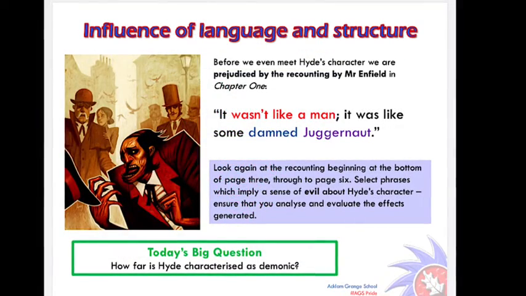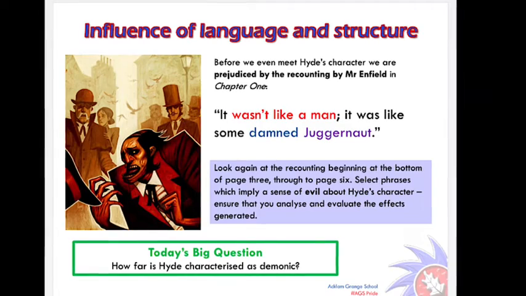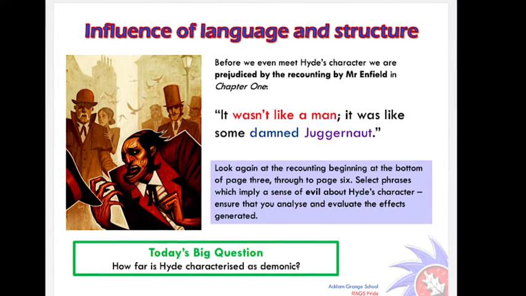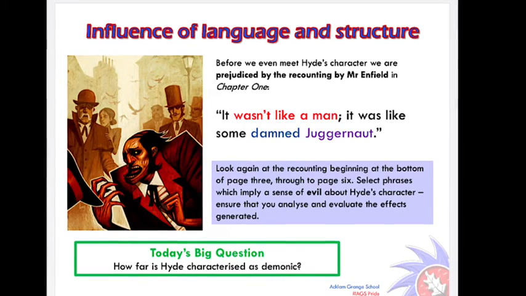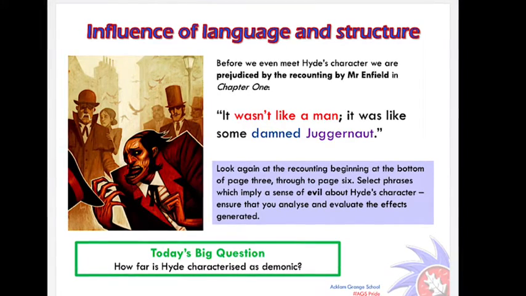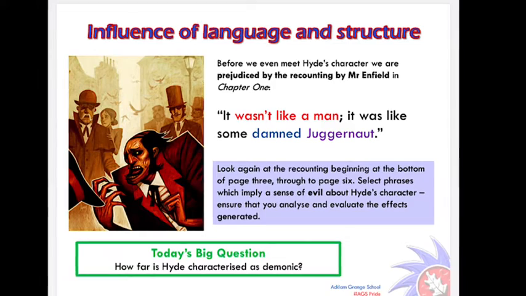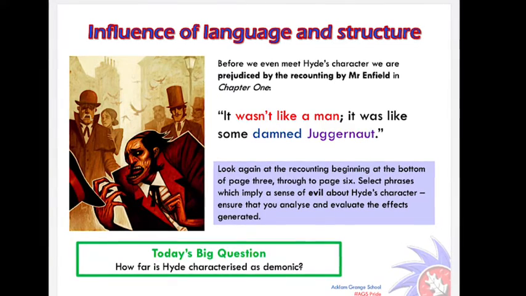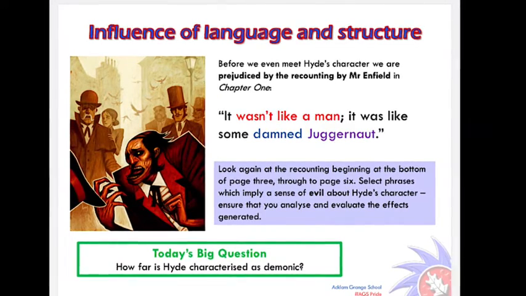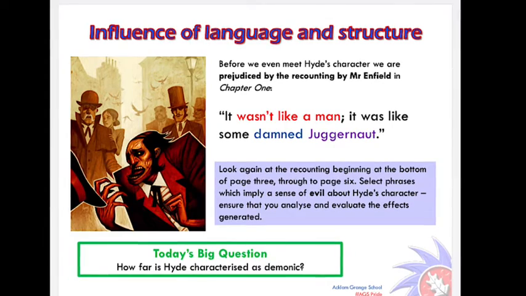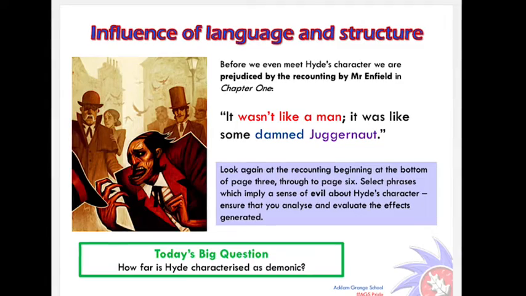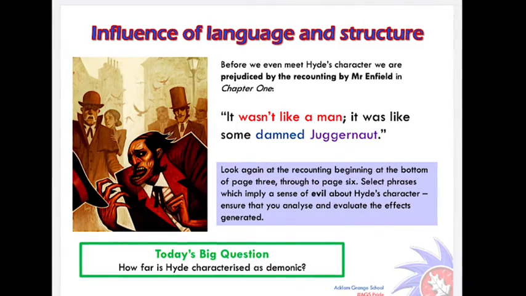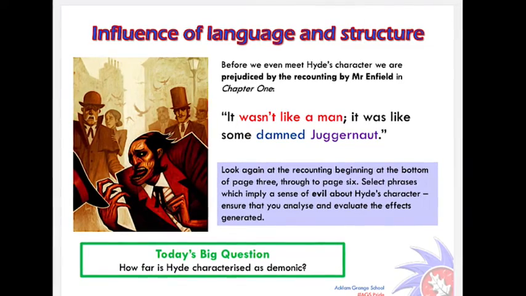So go back to chapter 1, page 3 through till 6, and really look at Enfield's encounter with Hyde. Look at the language for me and look at how Stevenson's using Enfield's character to prejudice us, the reader, into seeing Hyde as this really negative demonic creature. I've pulled out a simile there, as you can see. It wasn't like a man, it was like some damned juggernaut. So look at things like that for me. Find as many as you possibly can.